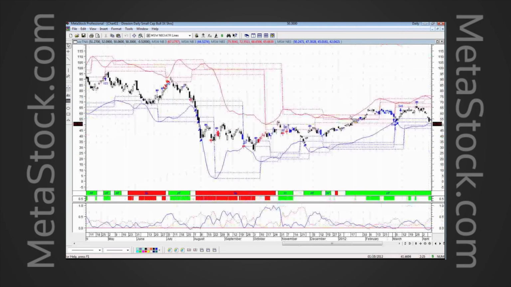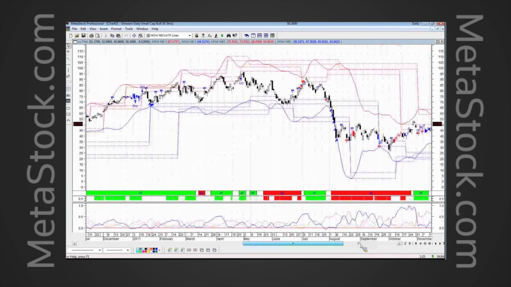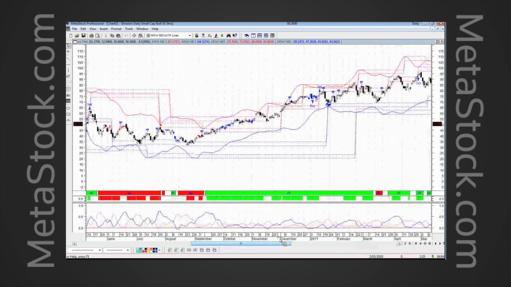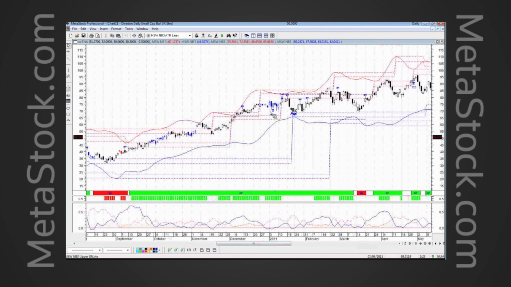Just curious if there were any others signaling here on this. It's primarily a trend following system, by the way. Here was another system, so you would have been able to enter here, exit here. You got a little bit. You didn't get all of it.